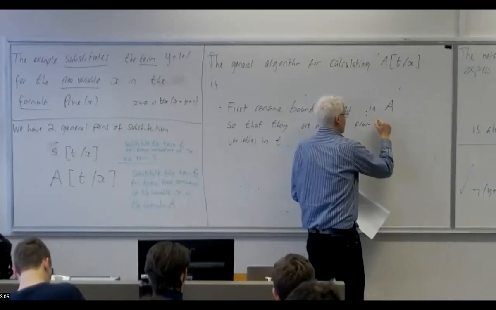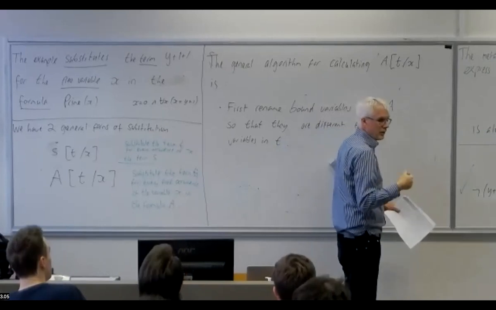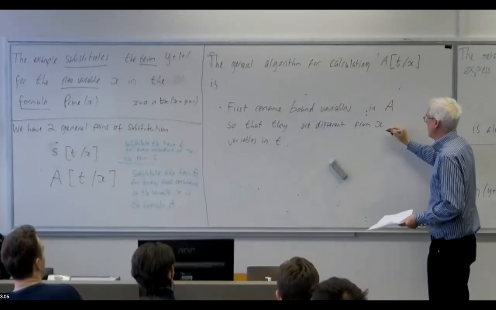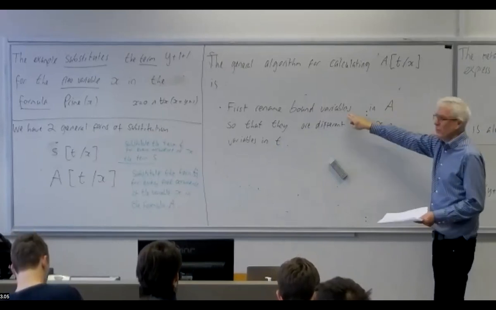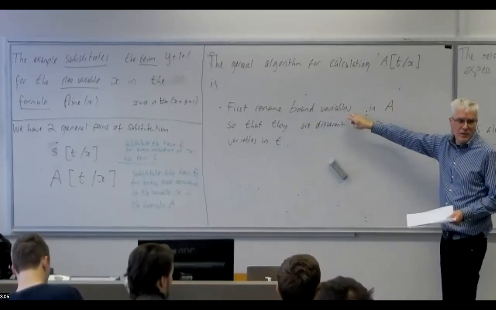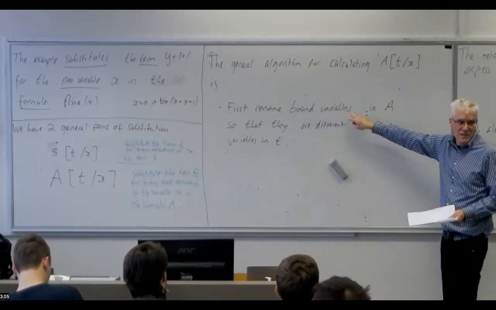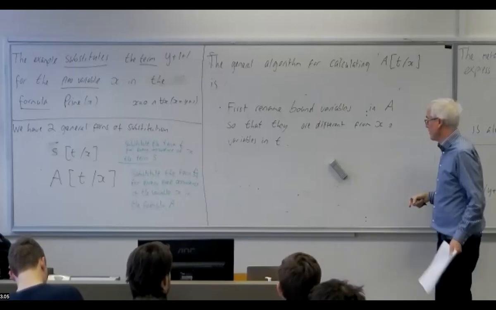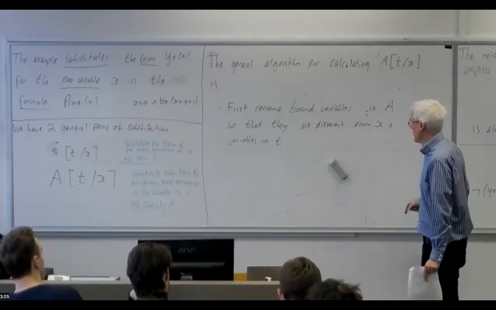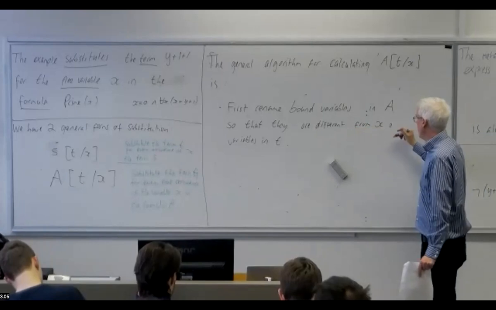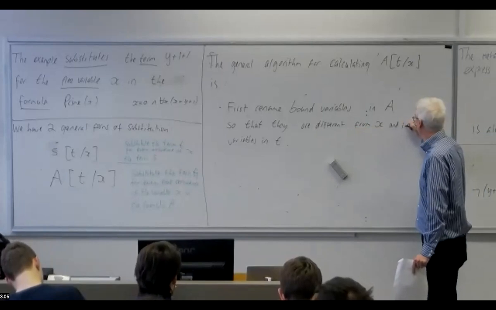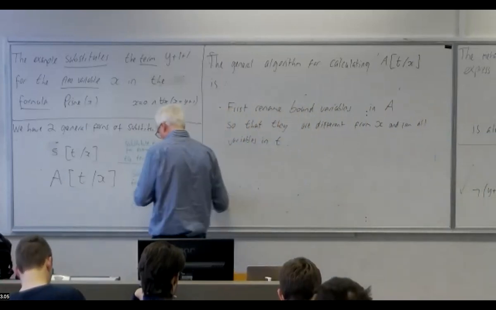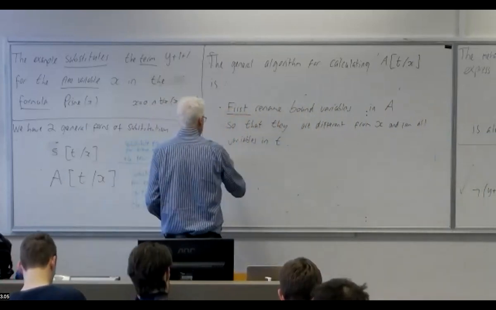You actually also have to make them different from x in general for this particular algorithm to work. So they should be different from x. Remember, we're only renaming the bound variables. So this only occurs in the case that we have x appearing both free and bound. That's the only problematic case here. We make sure that doesn't happen. So that they're different from x and from all variables in T. So that's the first thing you do.